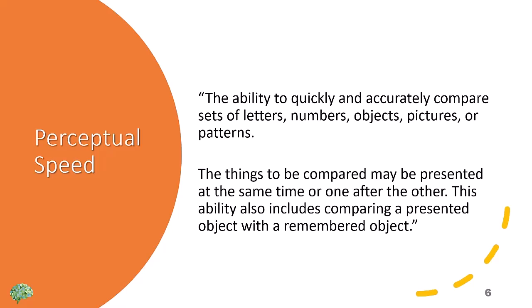Let's start with the official definition from ONET. Perceptual speed is the ability to quickly and accurately compare similarities and differences among sets of letters, numbers, objects, pictures, or patterns. The things to be compared may be presented at the same time or one after the other. This ability also includes comparing a presented object with a remembered object.